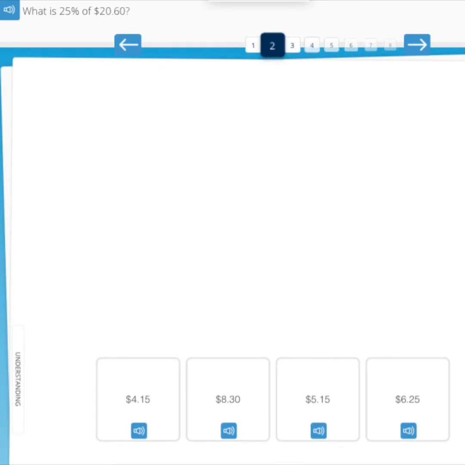This second one's a bit trickier. It's finding 25% off $20.60. And before, when we found 25% of 200, we multiplied them as a fraction, didn't we? 25 100ths times 200. So we could do the same with this. We could do 25 100ths times $20.60. 25 times 2060, and then add in the decimal point.